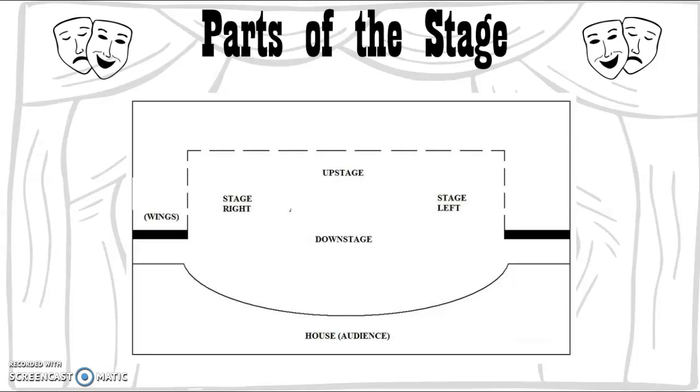And to the sides, you have something called the wings. The wings are usually hidden by curtains, and this is where actors will wait for their turn to enter onto stage. And they also will store extra props and set pieces in the wings as well for constant set changes or scenery changes.